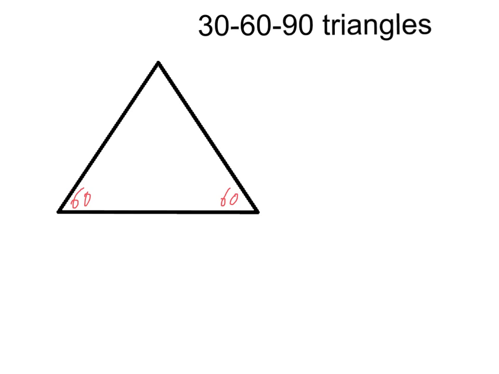But let's see what happens if I drop an altitude down to the base. Well, we know dropping that altitude gives us a right triangle, and if this right here is 60, then this angle up here, each of those is going to have to be 30. So that's 30 and that's 30.